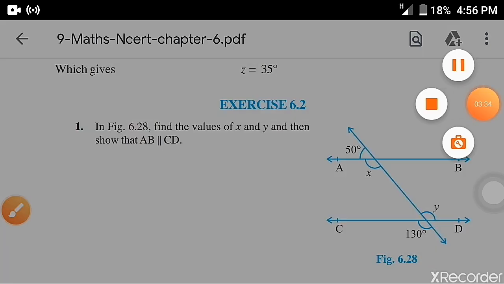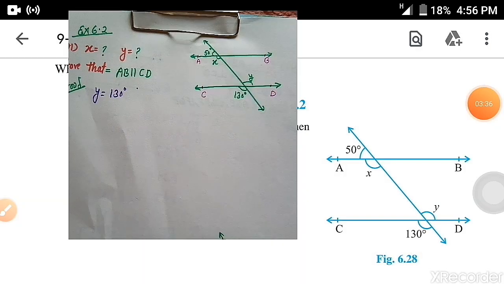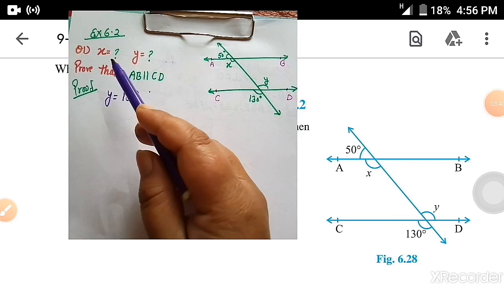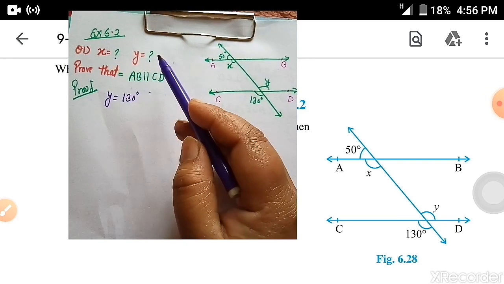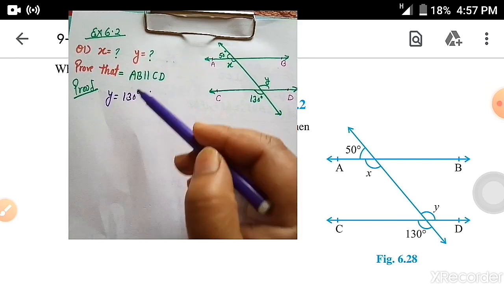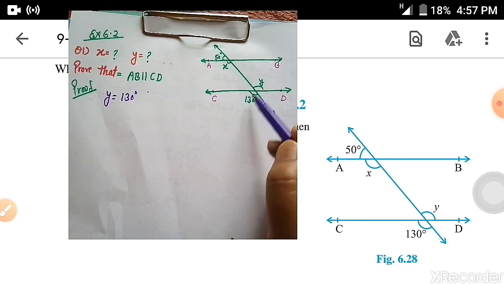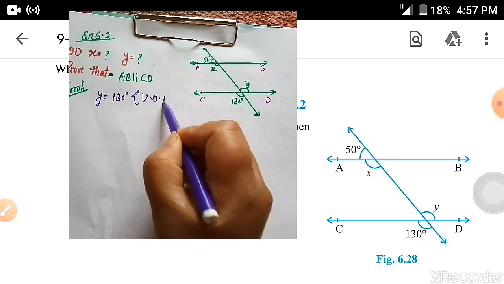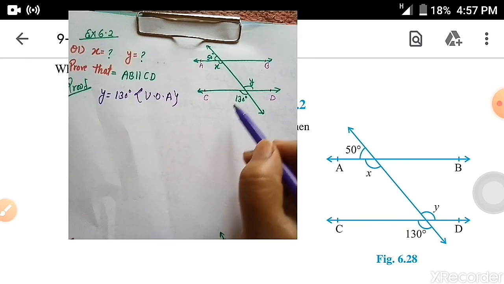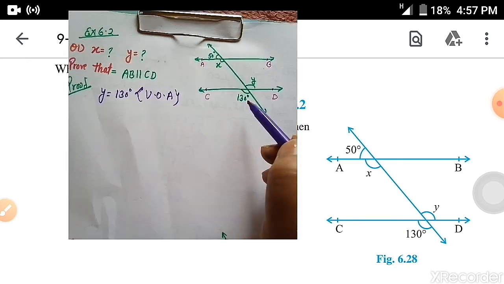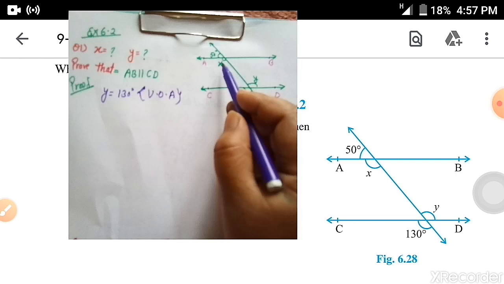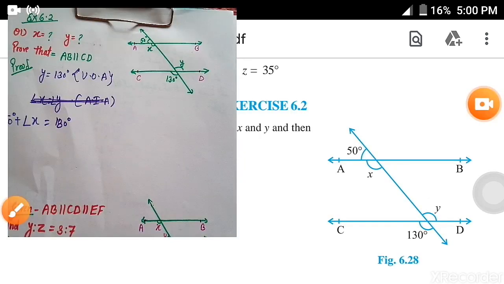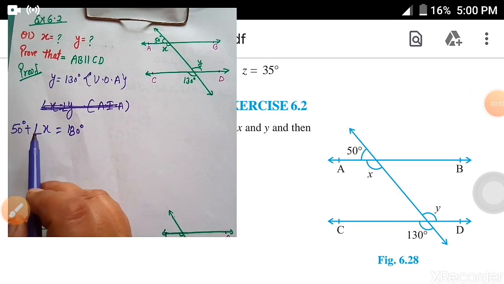See, students, I have made the figure for this question, and I have written the values. We have x, we have to find y, and after that we have to prove this. Now you can see that y is equal to 130 degrees. Why? Because these are vertically opposite angles. Now if we have to find out the value of x, how can we find it out?